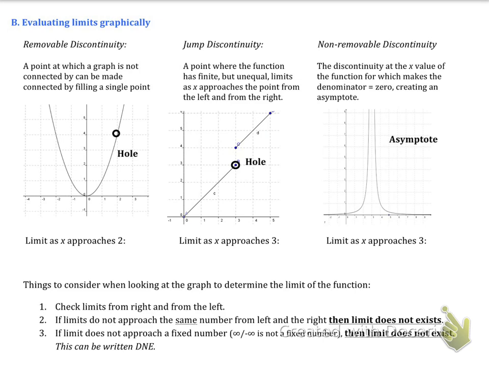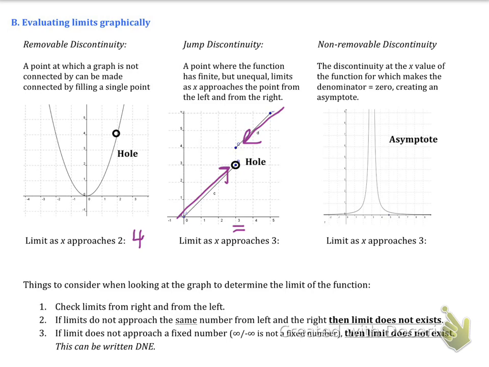And if I filled that in, the limit as x approaches 2 is going to be 4. All right, so jump discontinuity is a point where the function has finite but unequal limits as x approaches the point from the right and the left side. So if we looked at the limit as x approaches 3 down here, then if we approach from the left side, we'd be coming from this way, and we would get 3, and if we approach from the right side, we would be at 4. So they are unequal, okay?